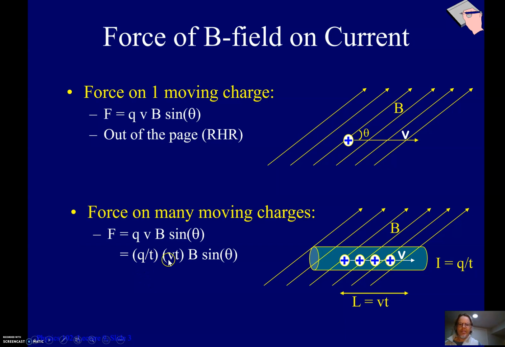So you notice what we did is we took it times time and we divided it by time. Just did a 1 over 1. So we took it divided by time, that's going to make that an I. Took the velocity times time, that's going to make that a length, or the length of the wire in the magnetic field. Sure, the wire could be longer. The only thing that counts is the actual length of wire right here that's in the external magnetic field. Bam! There's your new formula.